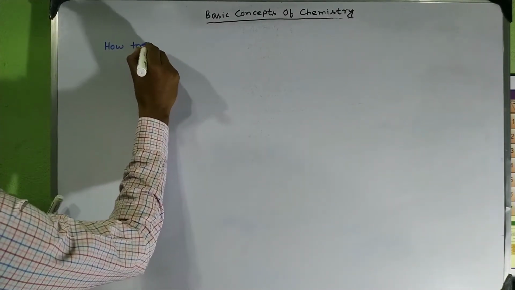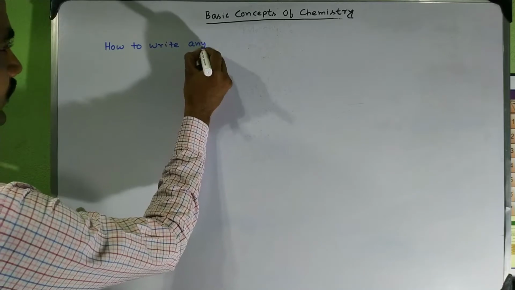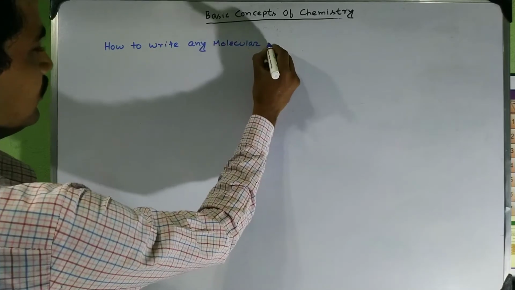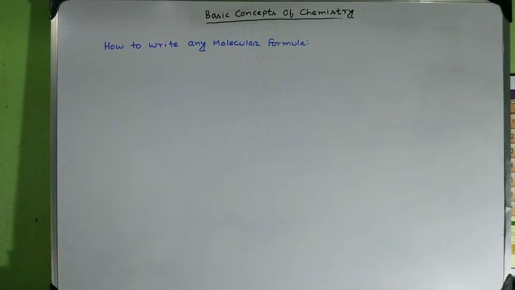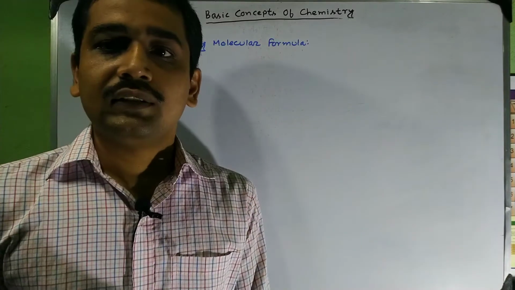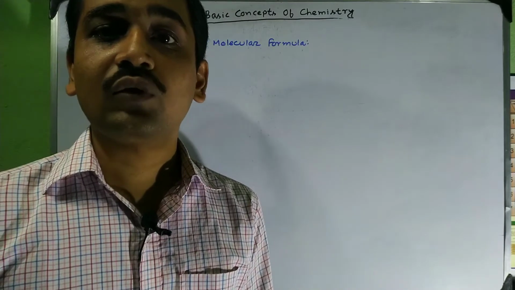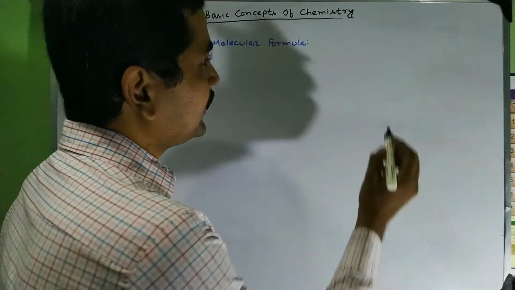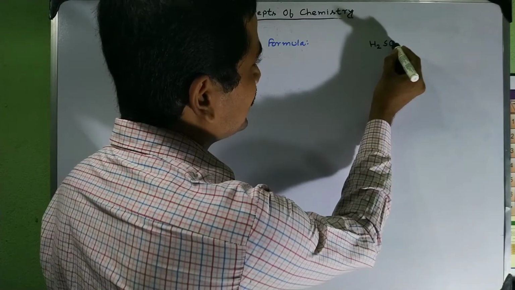How to write any molecular formula. We all know that the molecular formula of H2SO4 is for which compound? For sulfuric acid. Why does the molecular formula of sulfuric acid become H2SO4?